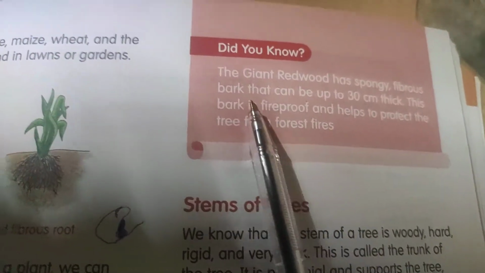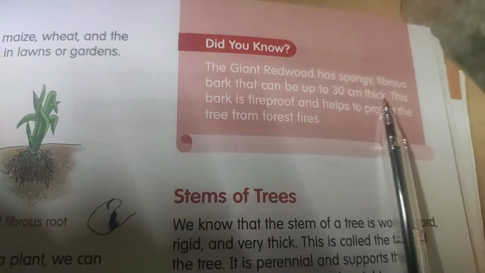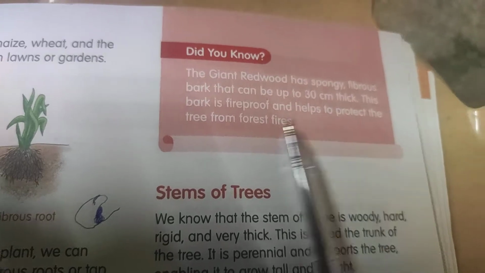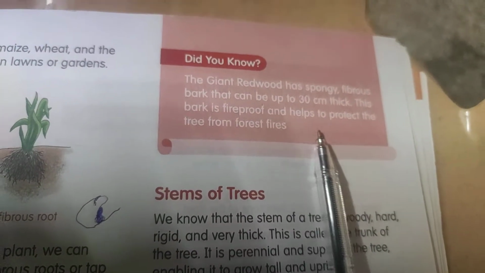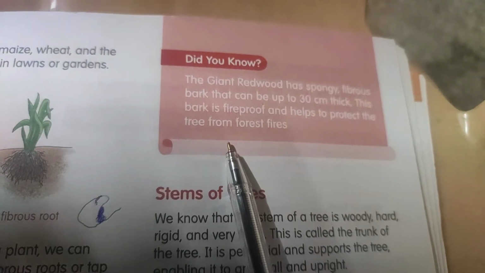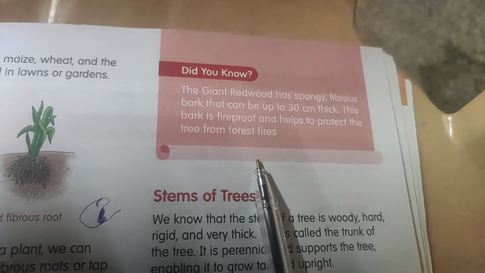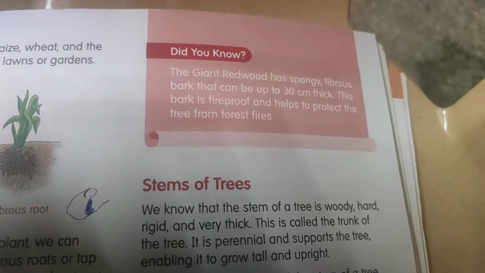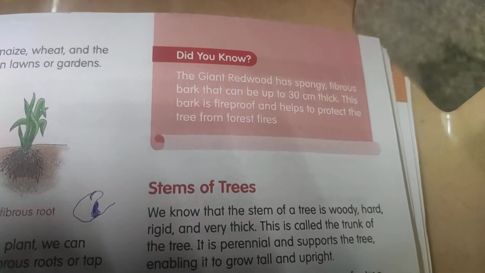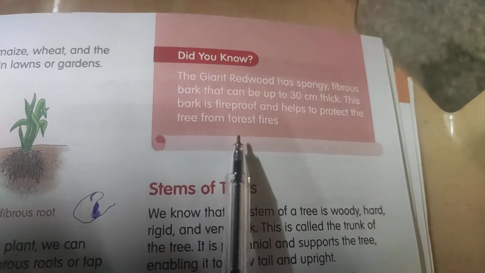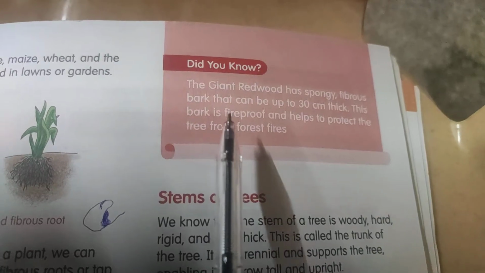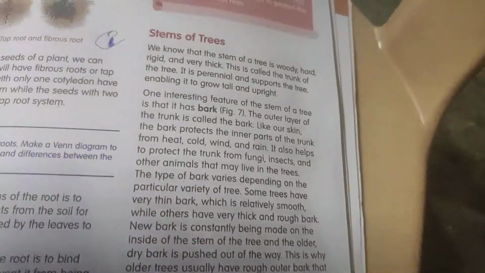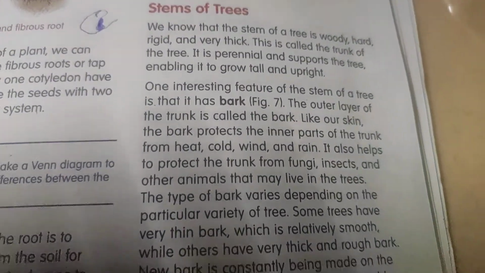Did you know? The giant redwood has spongy fibrous bark that can be up to 30 centimeters thick. This bark is fireproof and helps to protect the tree from forest fire. This is related to the stem. In the previous lesson we have learnt, no? So our stem may be so thick. This is one unusual thickening, very thick one. It will even safeguard the plant from fire. It will act like a fireproof. Now let's go to the next paragraph.